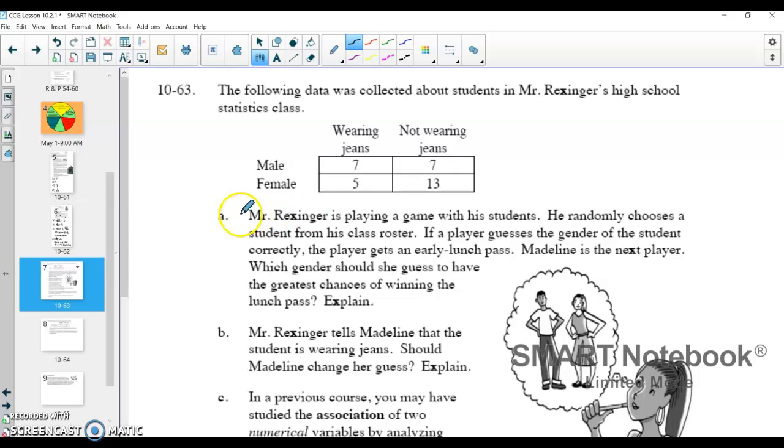And so what we have is Mr. Rexington is playing a game with his students. He randomly chooses a student from his class roster. If a player guesses the gender of the student correctly, the player gets an early lunch pass. Madeline is the next player. Which gender should she guess to have the greatest chance of winning the lunch pass? So really, we want to know, should she guess the student is female or should she guess the student is male? What's going to give us the better probability?